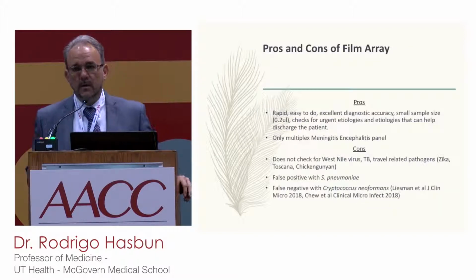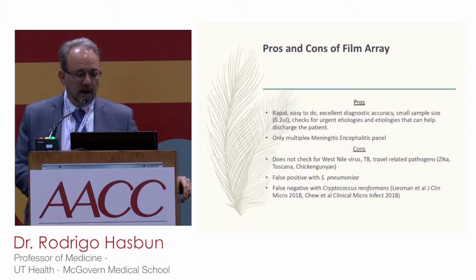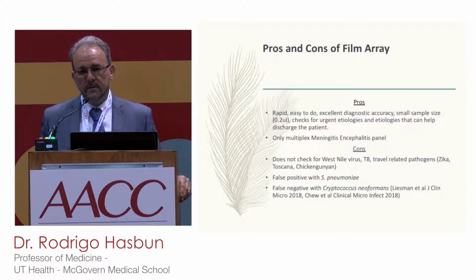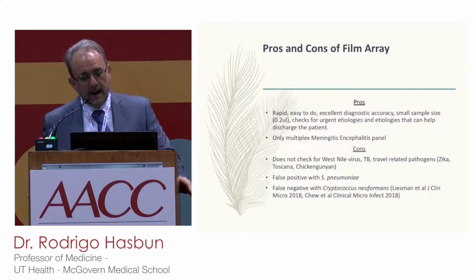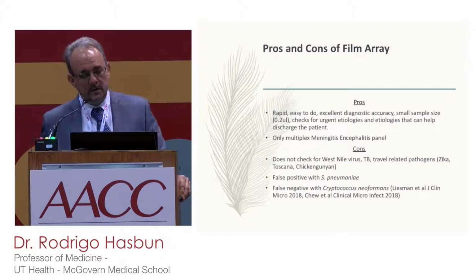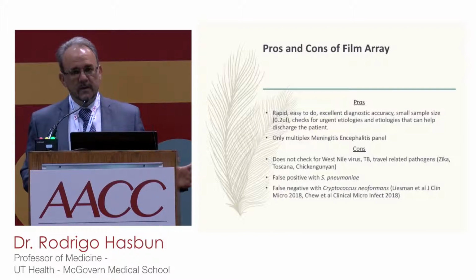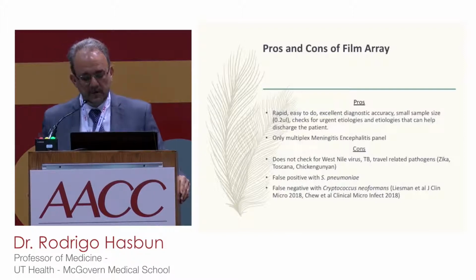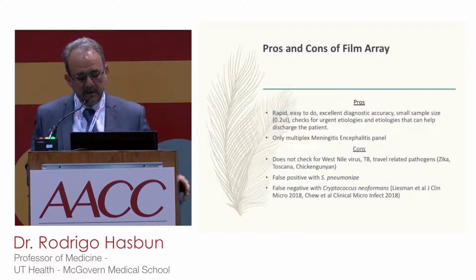So what are the pros and cons? First, it is rapid, 1 hour, 0.2 cc's, has good diagnostic accuracy, and it really checks for urgent etiologies and etiologies that can help discharge the patient. And it is really the only one available right now. It does not check for West Nile, and if you're in the West Nile season, you need to do a serology. It doesn't check for TB or travel-related pathogens. Again, there are false positives with strep pneumo, and there have been false negatives with Cryptococcus neoformans, especially in that study by Dr. Leisman.